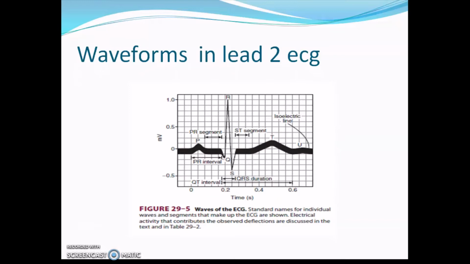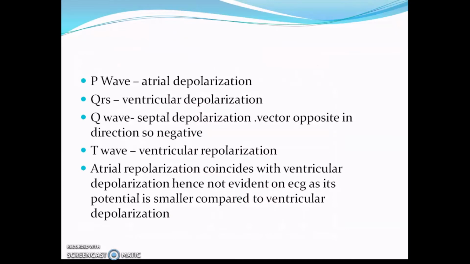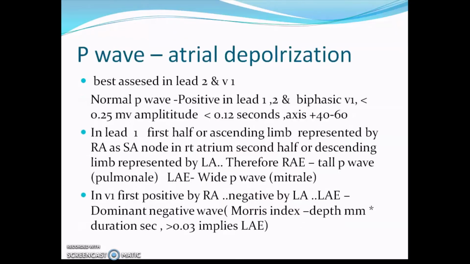So then there are segments, isoelectric segments, that is the PR segment, which is from the end of the P to the R, whereas the ST segment is from the end of the S to the onset of the T wave. So this is the same slide. So now coming to the P wave.